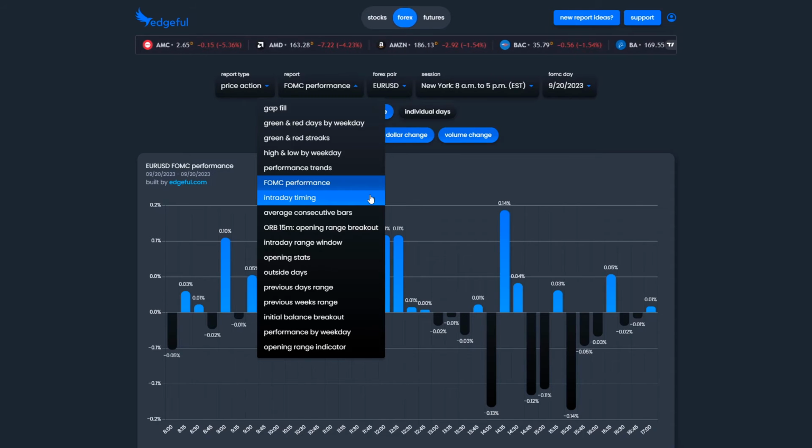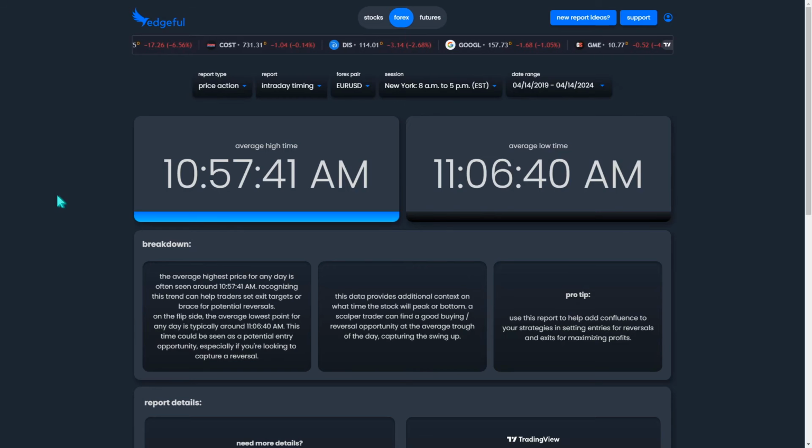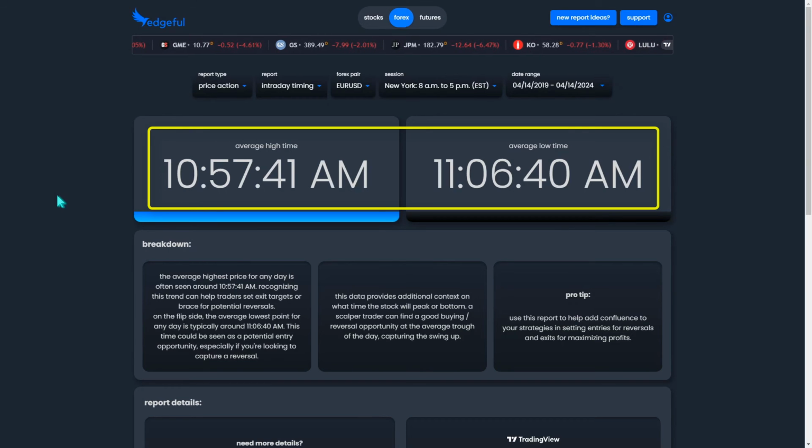We just looked at the FOMC performance. Now let's see what we can learn from the intraday timing. If you've ever heard people refer to ICT's silver bullet, this is an entry model between 10 and 11 a.m. New York time. I find it interesting when an independent source says the exact same thing. For the entire 9-hour New York session, there's a 10-minute window between 10:57 and 11:06 when the high or the low is most likely to form.